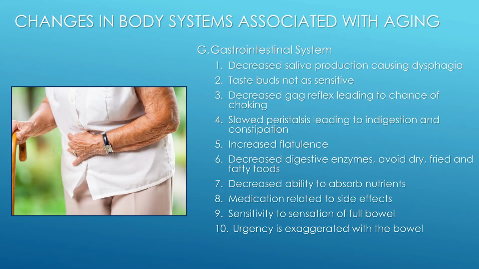G. Gastrointestinal system. Decreased saliva production causing dysphagia. Taste buds not as sensitive. Decreased gag reflex leading to chance of choking. Slow peristalsis leading to indigestion and constipation. Increased flatulence. Decreased digestive enzymes. Avoid dry, fried, and fatty foods.